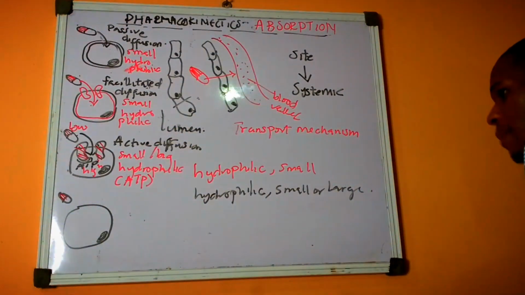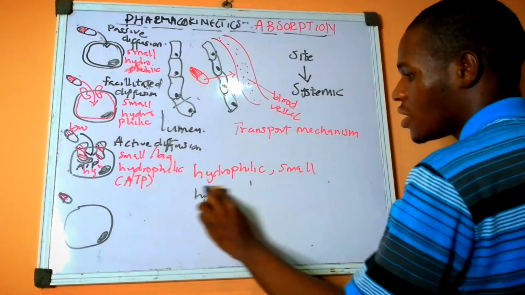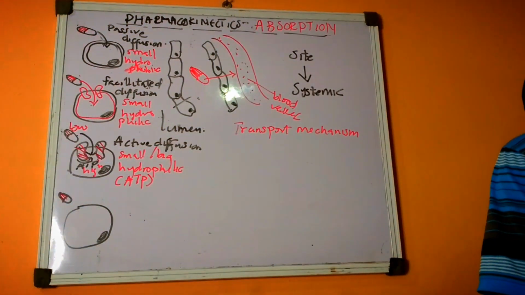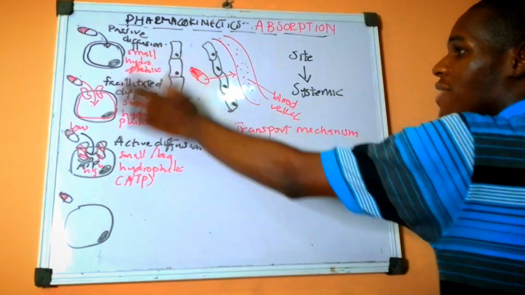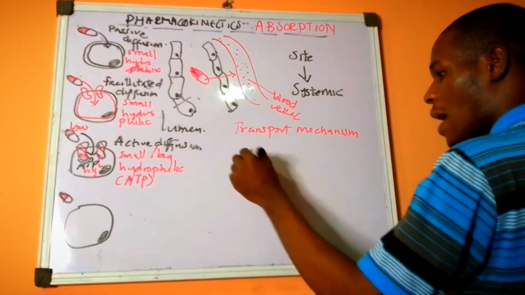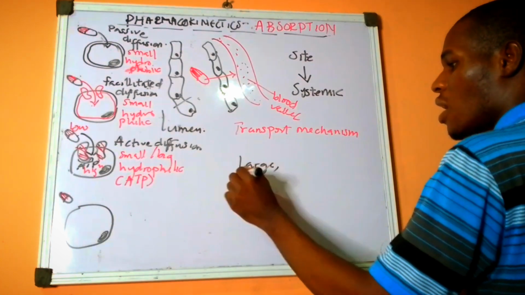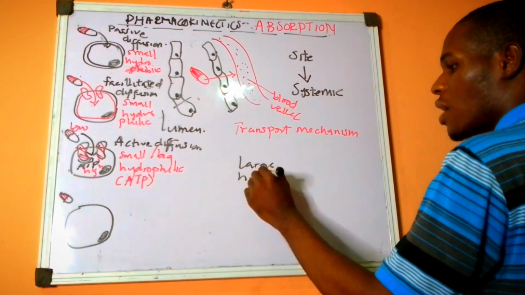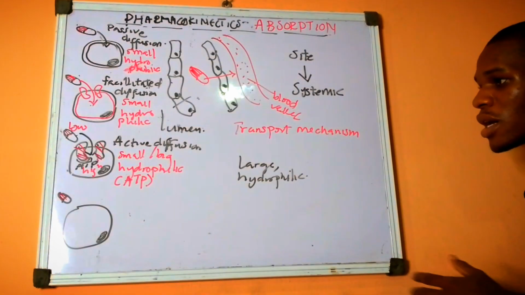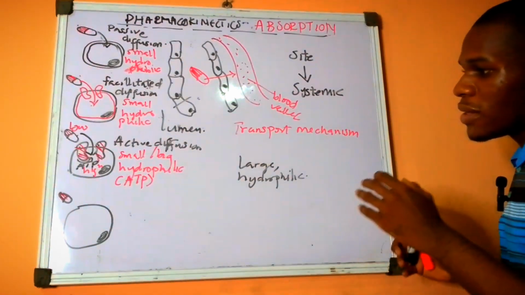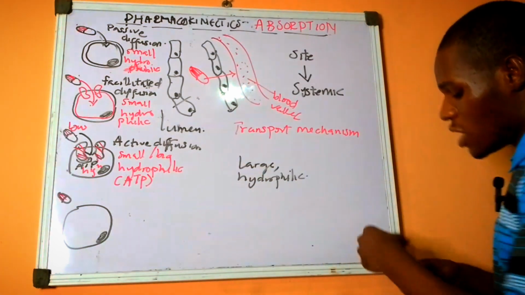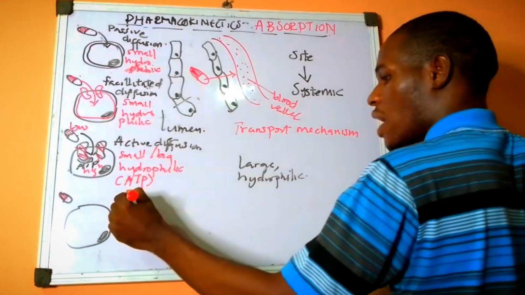Now, there are sometimes we have a very large drug that cannot pass through any of these transport mechanisms: passive diffusion, facilitated diffusion, active transport. So these drugs are basically very large, and they are of course hydrophilic, water loving. That means they can dissolve in water. So the particular kind of transport that this drug will undergo is what we call endocytosis.